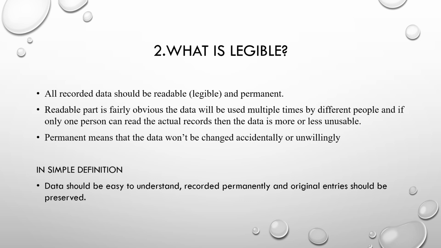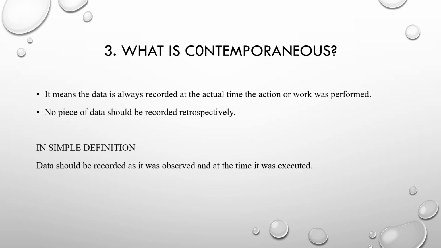Okay, data in simple definition: data should be easy to understand. Anybody can easily understand the data. Recorded permanently: the data should be recorded permanently, and the original entry should be preserved. That's what is written in legible. Okay, let's go to the next slide.